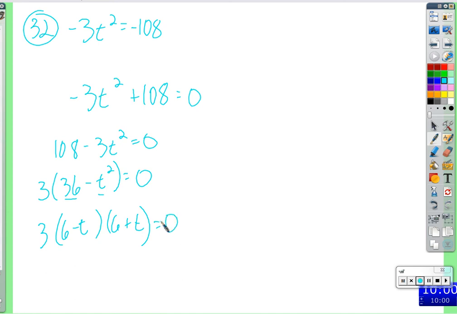Now it's factored, it's set equal to 0. So what do we do next? We've been doing this for quite some time now as we're solving these quadratic equations. So each factor equals 0. 6 minus t equals 0. 6 plus t equals 0. We won't bother to set 3 equal to 0. That'd be silly. We'll add t to both sides. 6 equals t. We'll subtract 6 from both sides. T equals negative 6.